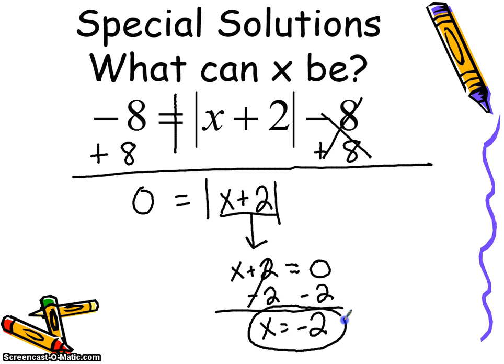This is the only value of the variable that will make this equation true, and you can substitute back in to see if it makes sense. Negative 2 plus 2 is 0. How far away from 0 is 0? 0, and 0 minus 8 is negative 8.